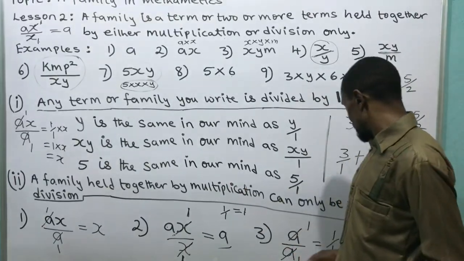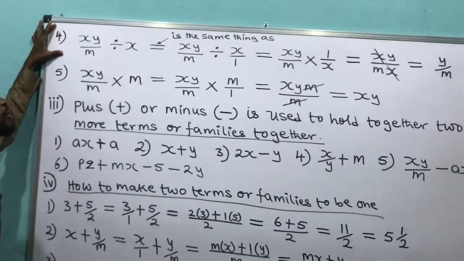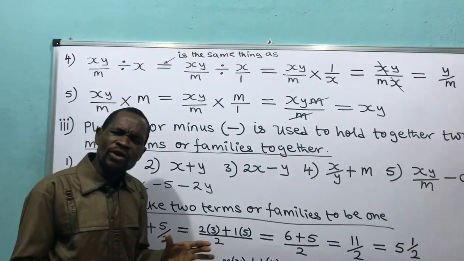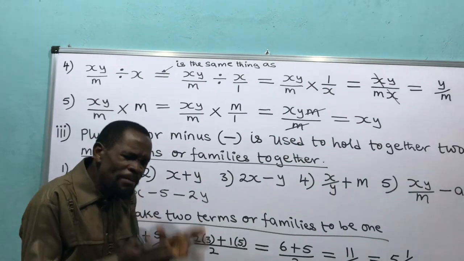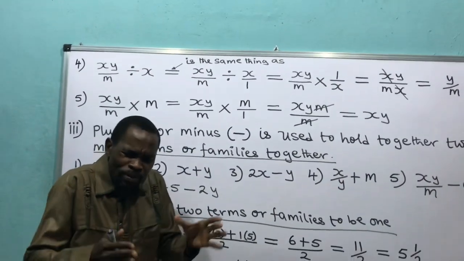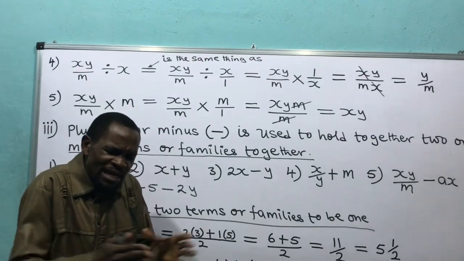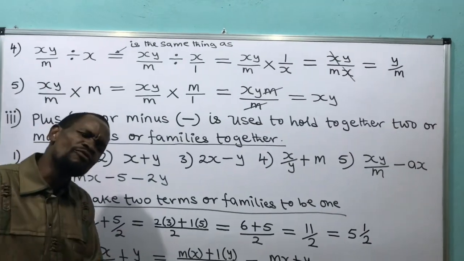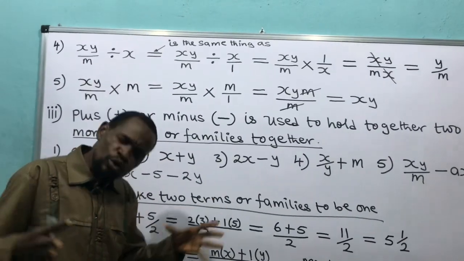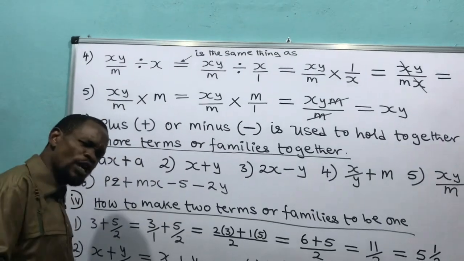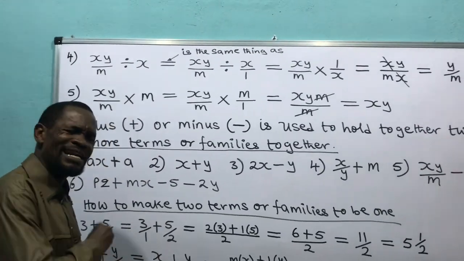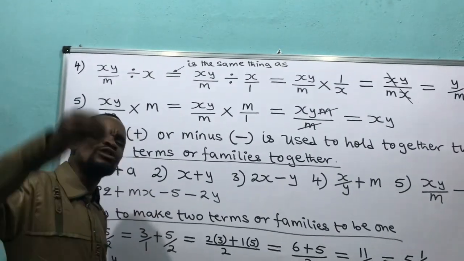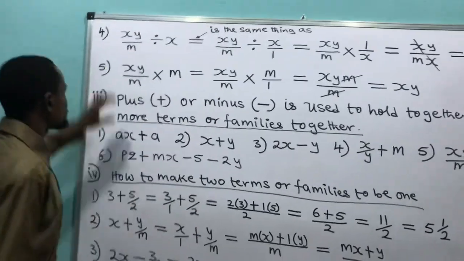Then let's go to number 4. You remember that we are talking about how to remove a member of a family that is held by multiplication. How can I remove a member from a family that is held together by multiplication? We said the only way is by dividing by the member we want to remove. If I want to remove any member, I have to divide that family by that member.